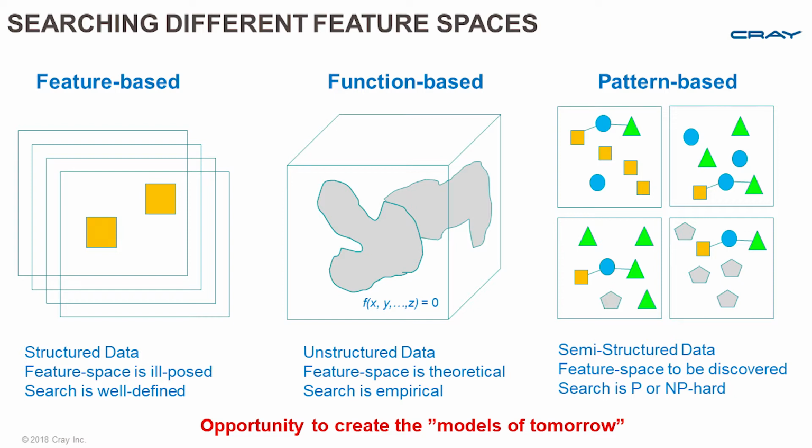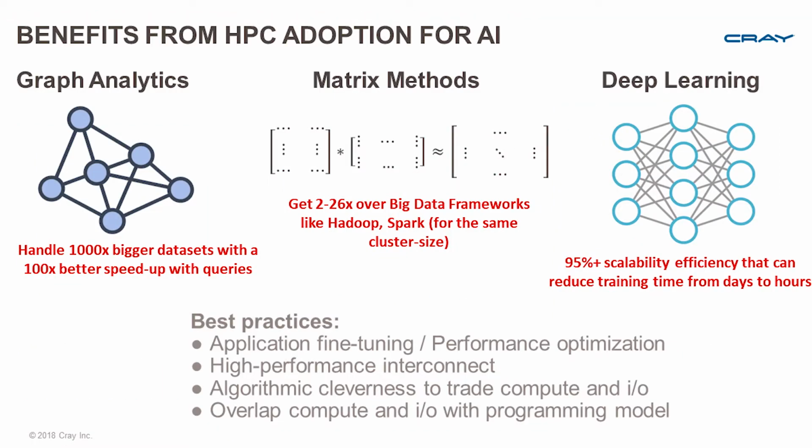So irrespective of the kinds of methods you're using, the benefits are as follows, right? When we tried doing the 4 things that we typically do with HPC codes, which is take the application, optimize for Amdahl's law, make sure your collectives for the interconnect are mapped back to the problem, and then use some algorithmic cleverness, we find that with graph analytics, we're able to handle 1,000 times bigger data sets up to 100 times faster than any other database out there. With matrix methods compared to Spark and in memory, we get about 2 to 26 times better performance on the same systems. And with deep learning, we are able to guarantee up to 95% scalability efficiency that reduces training time.